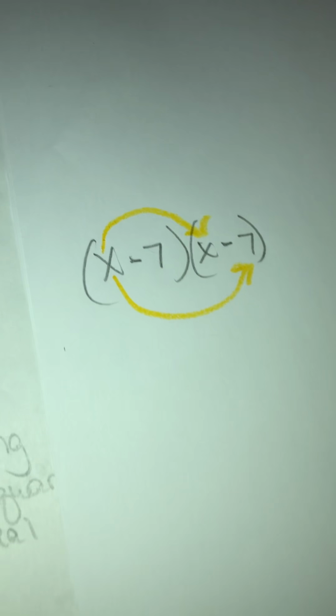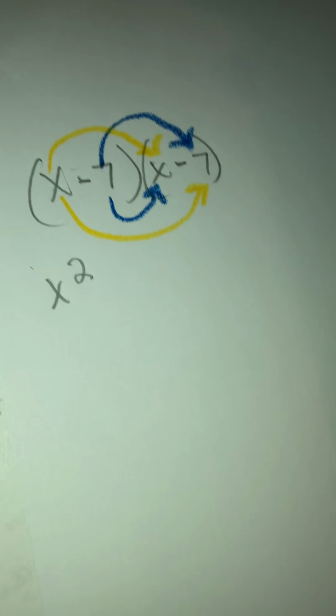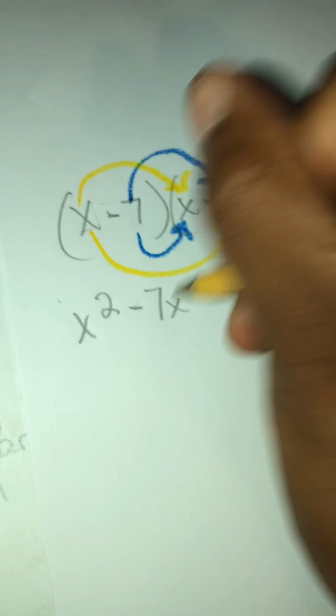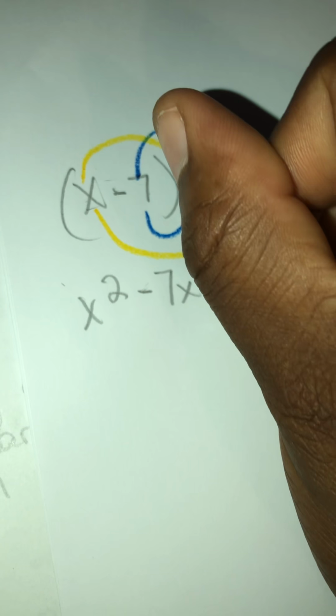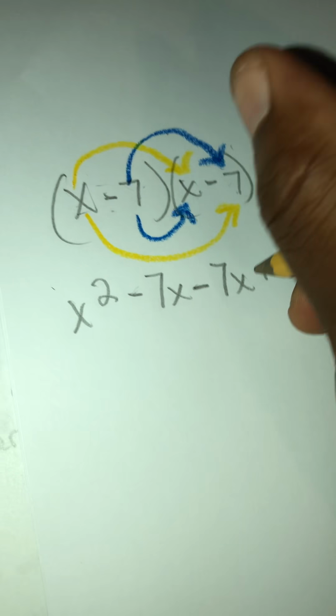And you know me, I love color. So we're going this way. So first, outer, inner, and then last. The first is x times x, which is x to the second power. The outer is x times negative 7, which is negative 7x. And then we have the inner, which is negative 7 times x, which is negative 7x. And then negative 7 times negative 7, which is positive 49.